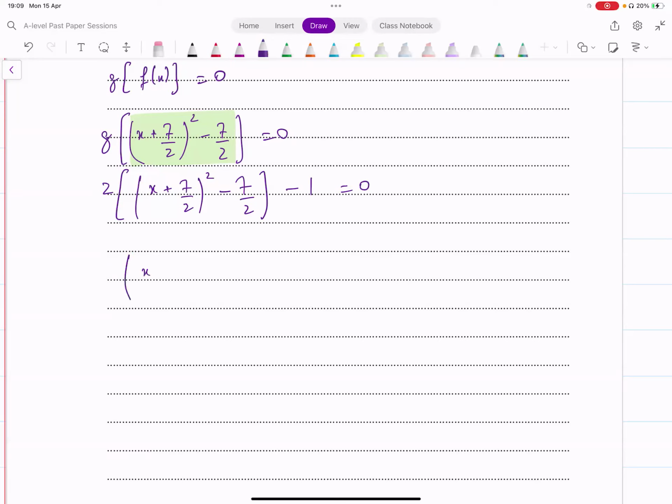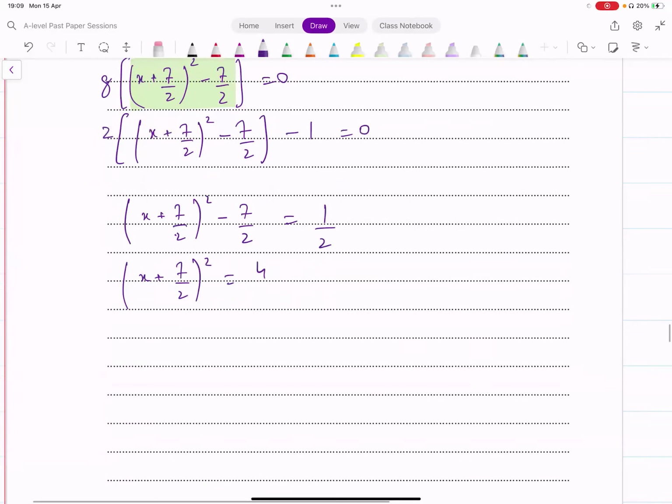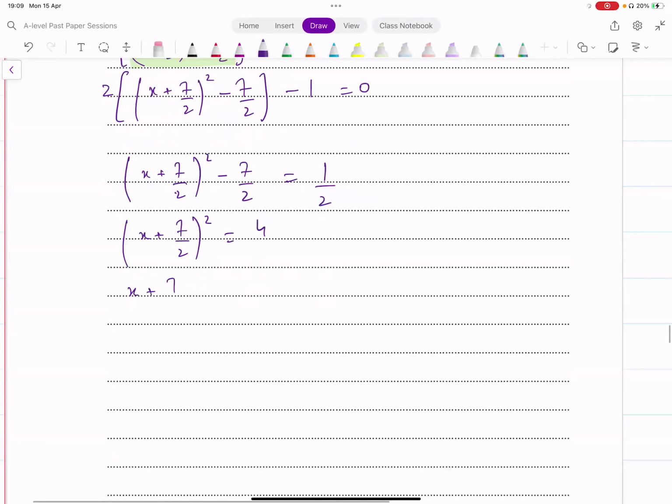So on the left side, you have (x + 7/2)² minus 7/2. Take 1 to the other side. What does that become? 1 plus 1. This 2 that you have goes to the other side, gets divided, and you're left with 1/2 there. Now take this 7/2 to the other side. 7/2 plus 1/2, that's 8/2, which is 4. Now you take the square root on both sides. When you take the square root, remember, plus minus. So you have x plus 7/2 equals plus minus 2.